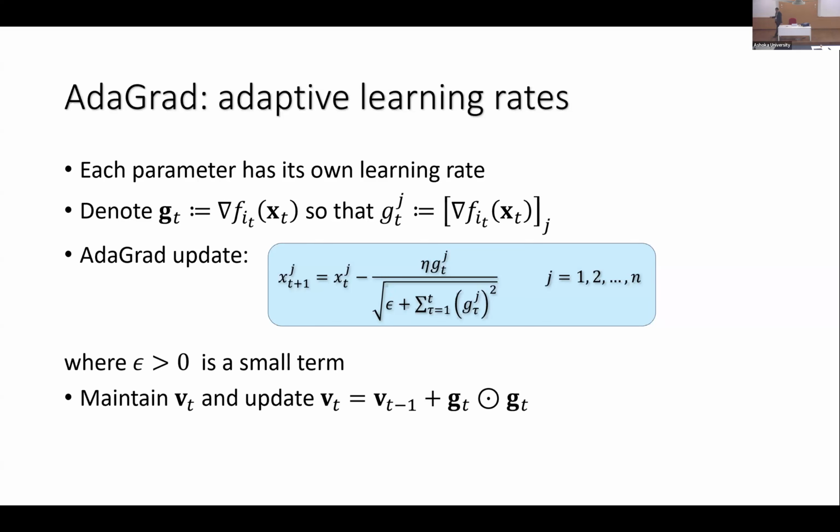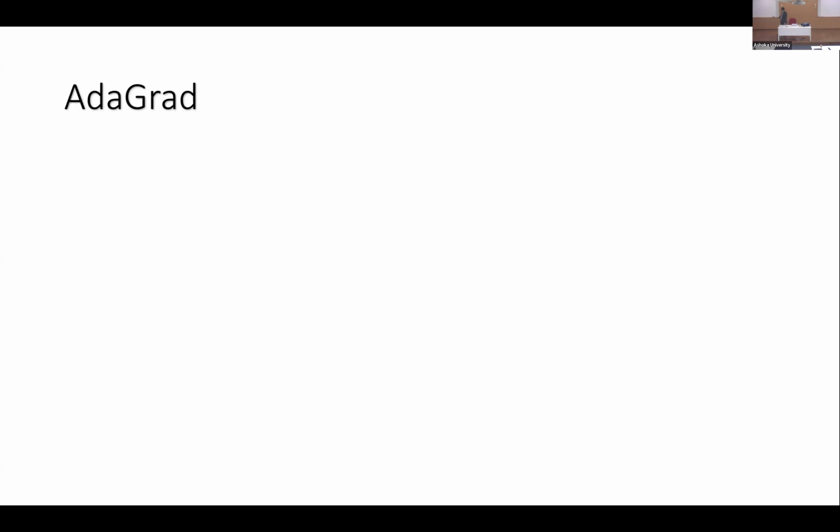It is really not difficult to implement in practice. You could maintain some v_t for this, and at each iteration update like this: v_t is equal to v_{t-1} plus g_t, with the Hadamard product. In Python, you can just directly use star, which multiplies each entry of g_t. This is an entry-wise product. And eta_j can be set to eta divided by the square root of epsilon plus v_tj. So very simple to implement.